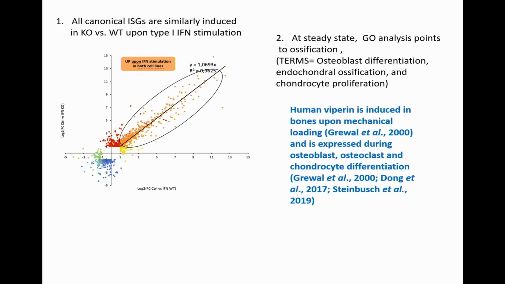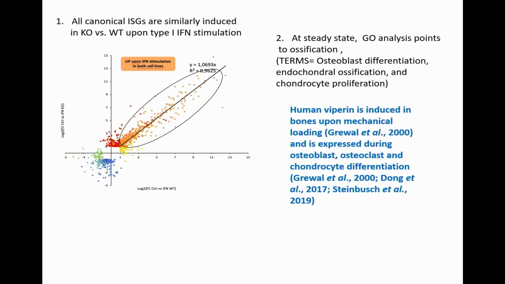And briefly, what I would like to mention here is that if we consider what happens after induction with interferon, with recombinant interferon, in the mutant and in the control, we see that there is almost no effect of the mutation. So the viperin appears really like an effector, and in this case, there is no obvious effect of the viperin on the induction of the other ISGs.